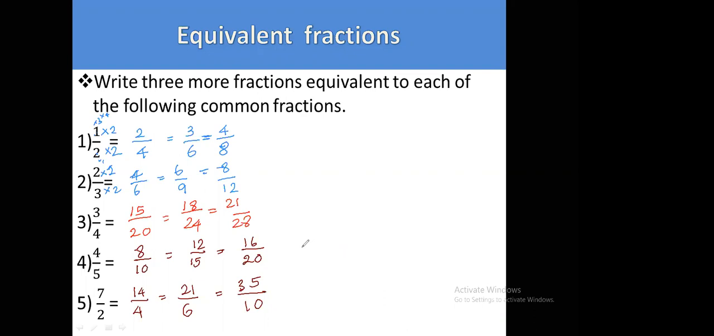Like that, by multiplying both numerator and denominator by the same numbers, we can get the equivalent fractions. Then write 3 more fractions equivalent to each of the following common fractions.